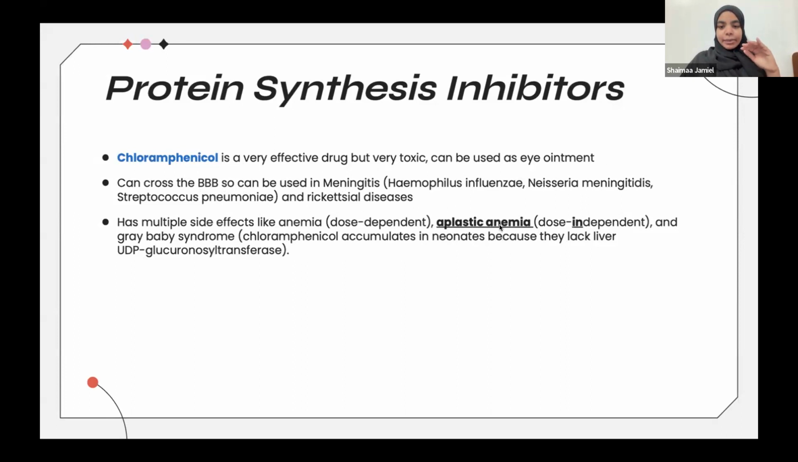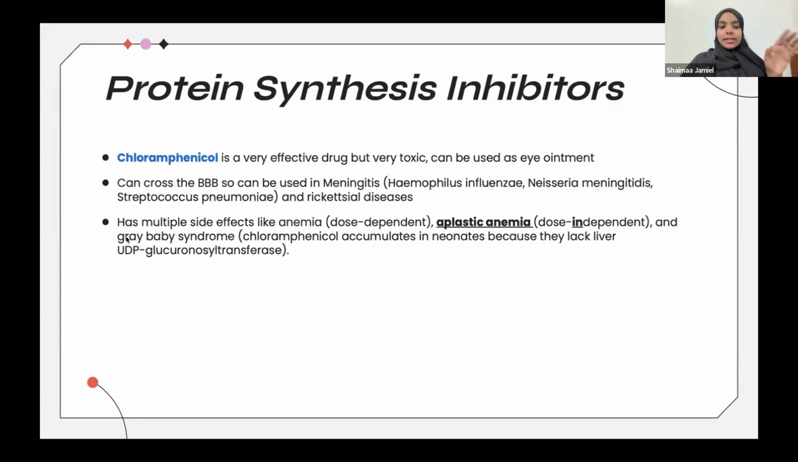Yeah, basically it can happen even with the least dose, and you don't know who's going to get it and who's not going to get it. So that's why it's not really used, and it's very severe and very fatal. The aplastic anemia associated with chloramphenicol, and it has another side effect, which is just normal myelosuppression or anemia. This is dose dependent. The aplastic is not, okay?